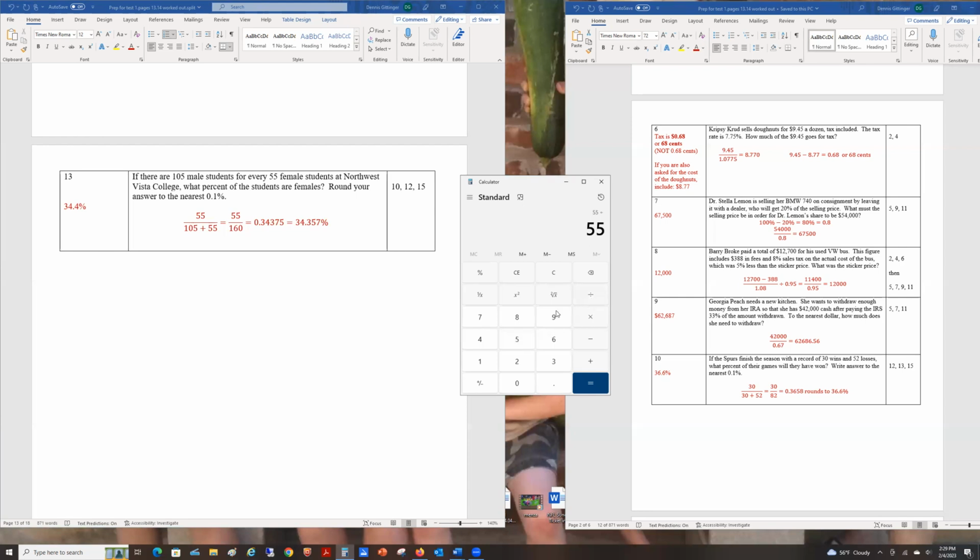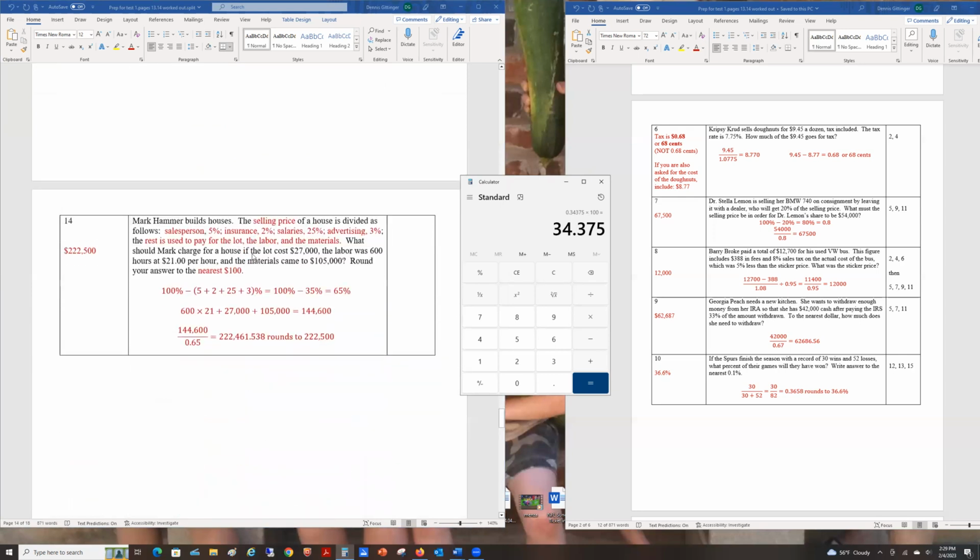55 divided by 160. Why did I pick 55? Well, because it asks for what percent are female, 55. Aha, that's why I divide by 55. Now, I change that to a percent, which means move the decimal point 2 places to the right, which means on the calculator, multiply it by 100. And it says the nearest 0.1%. If you don't do that, then you're going to lose points, maybe all of them. So the nearest 0.1% is where the 3 is, and the 7 is big enough to bump the 3 up to a 4, and that's why it's 34.4%.